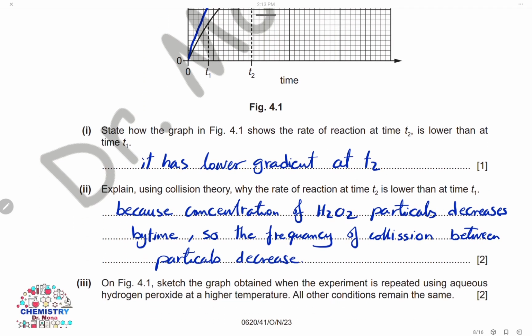So here the answer will be: at T2, we have a lower concentration of hydrogen peroxide, or a lower number of particles, because the number of reactant particles decreases by time, so there are less frequent collisions between the particles, and this decreases the rate of reaction.